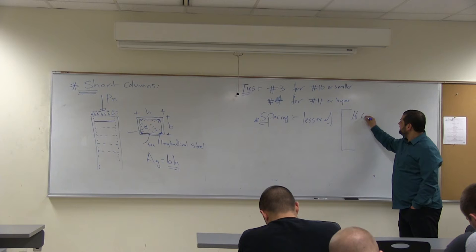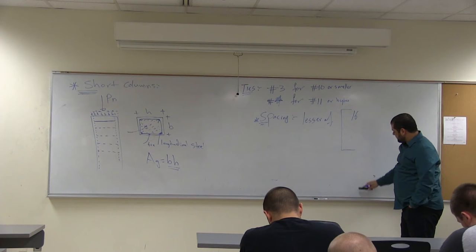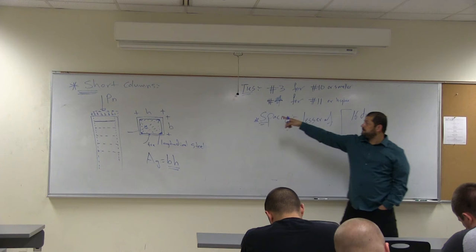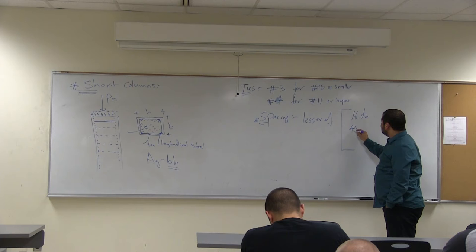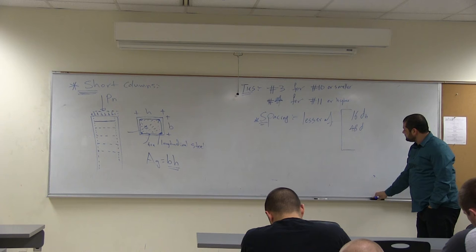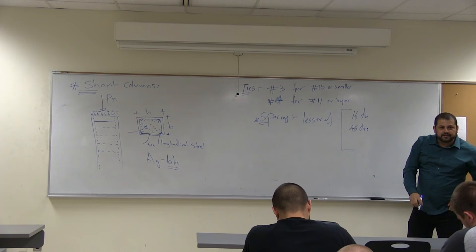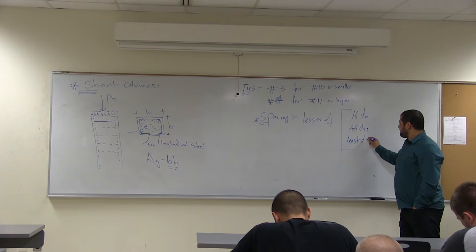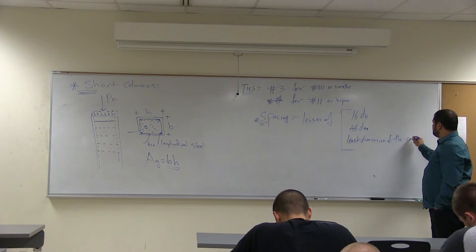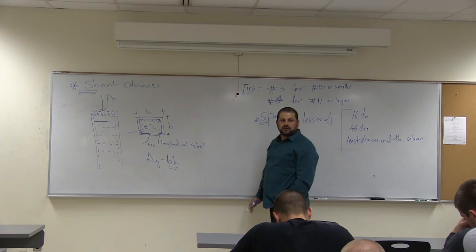16 dB. What's 16 dB? Yeah, 16 times the diameter of the longitudinal bar. Or 48 dT, the diameter of the tie. Or the least dimension of the column. The least out of the 3. Okay?